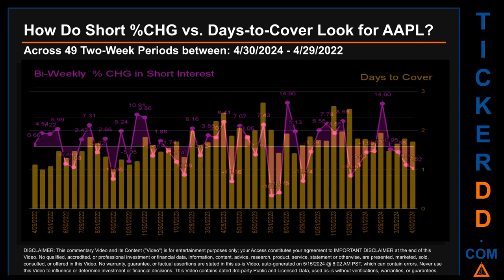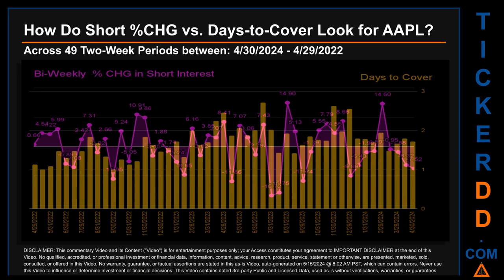Other interesting data points include: the largest percentage increase in short interest was 14.90%. The largest percentage decrease in short interest found across those 49 two-week snapshots was minus 16.72%. It occurred once on July 31, 2023 settlement date.